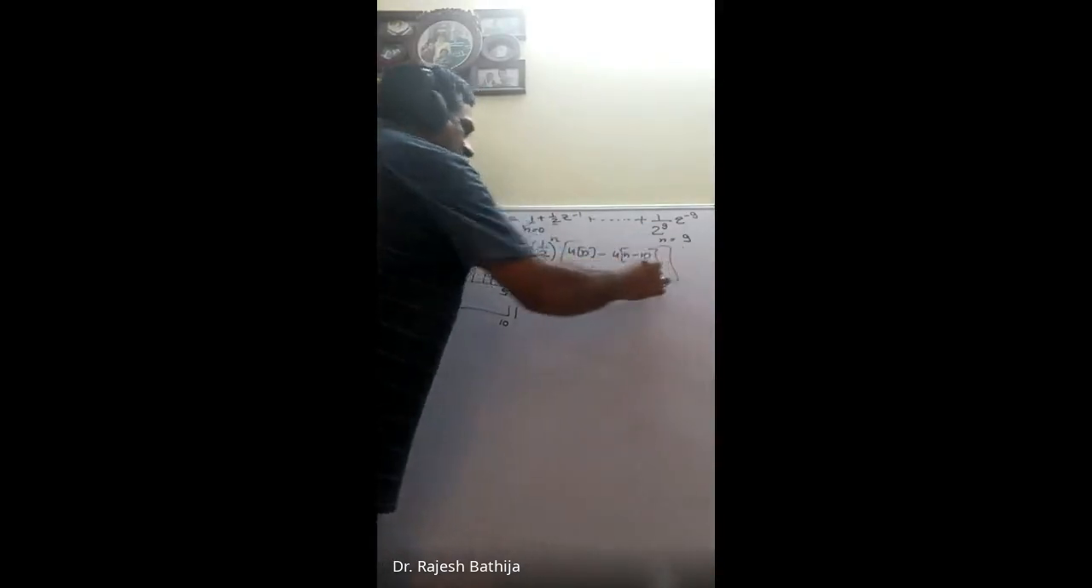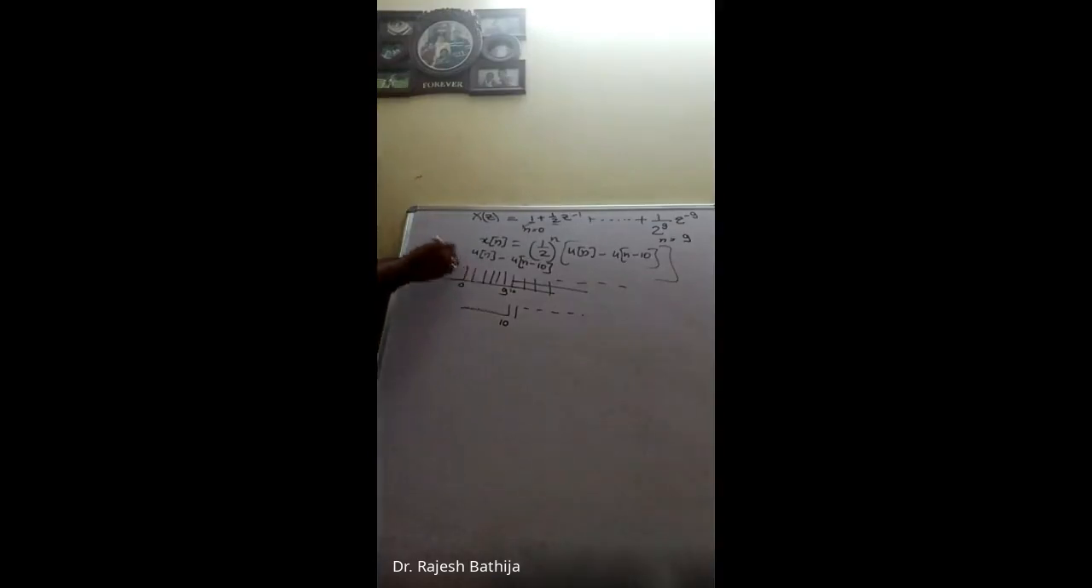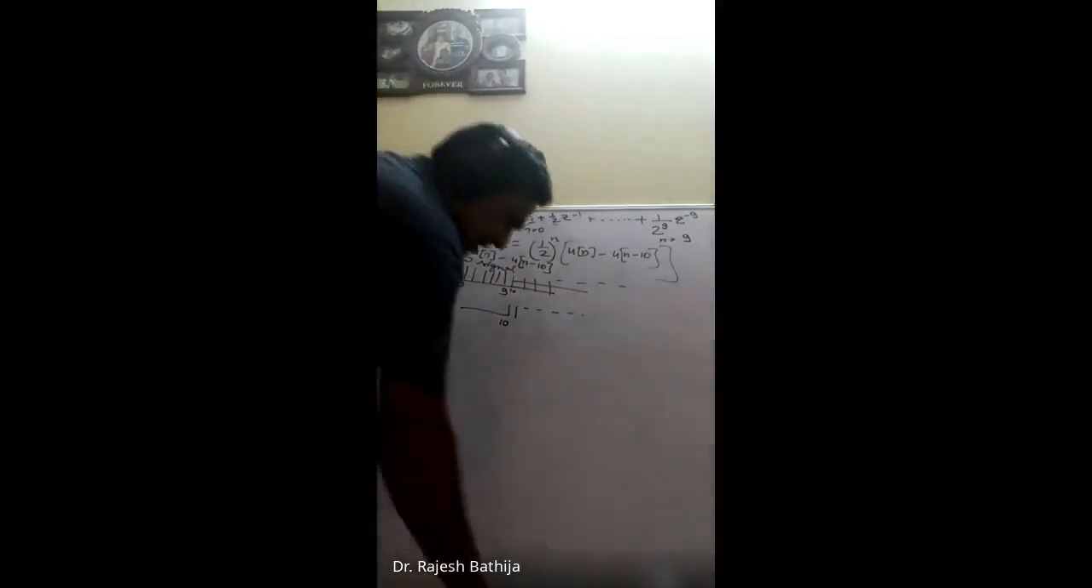Is this clear? This is called window signal. This is called window signal in discrete time. Same signal can appear in the continuous time also. Is this method clear? How to do this inverse? Is it clear?